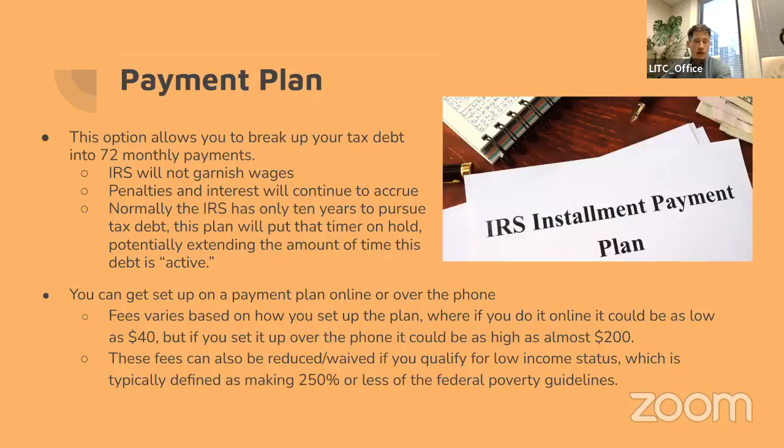First, a payment plan is fairly popular. That allows you to break up your tax debt into monthly payments, usually 72 months. The big benefit here is that the IRS will not garnish wages. It won't attempt to go after that debt once you're in a payment plan. However, penalties and interest do continue to accrue while you're making those payments. There is often a fee for setting up these payment plans. However, that can be waived if you are a low income individual.